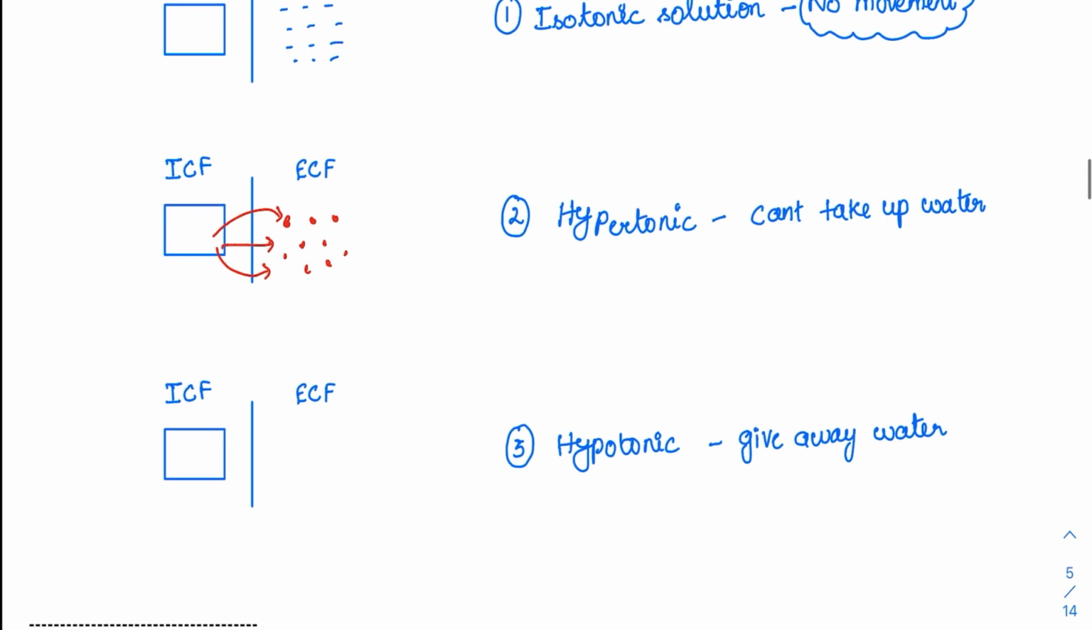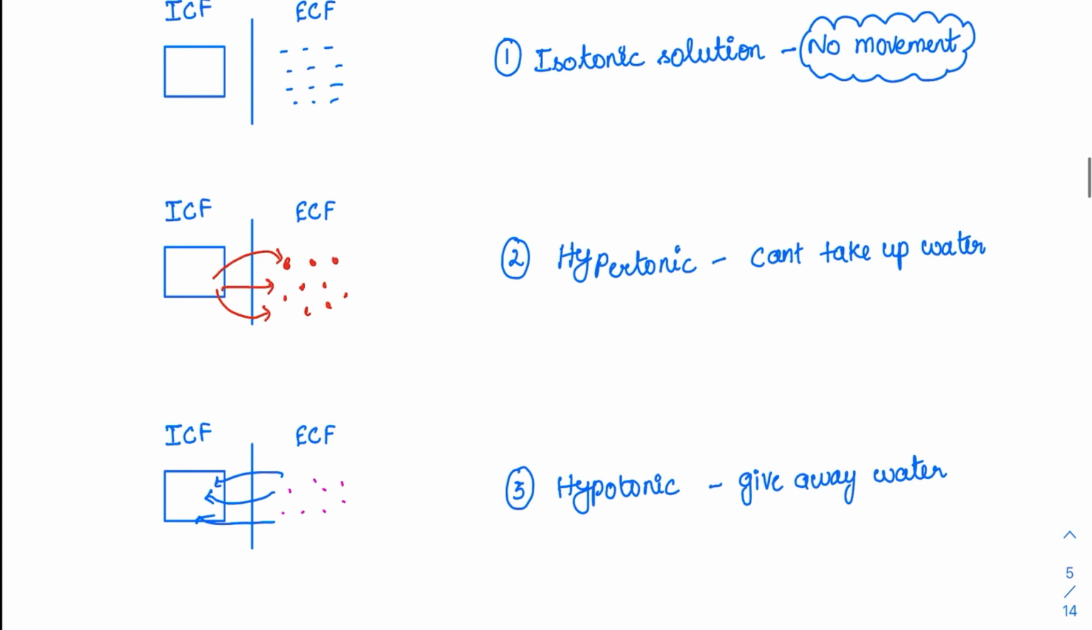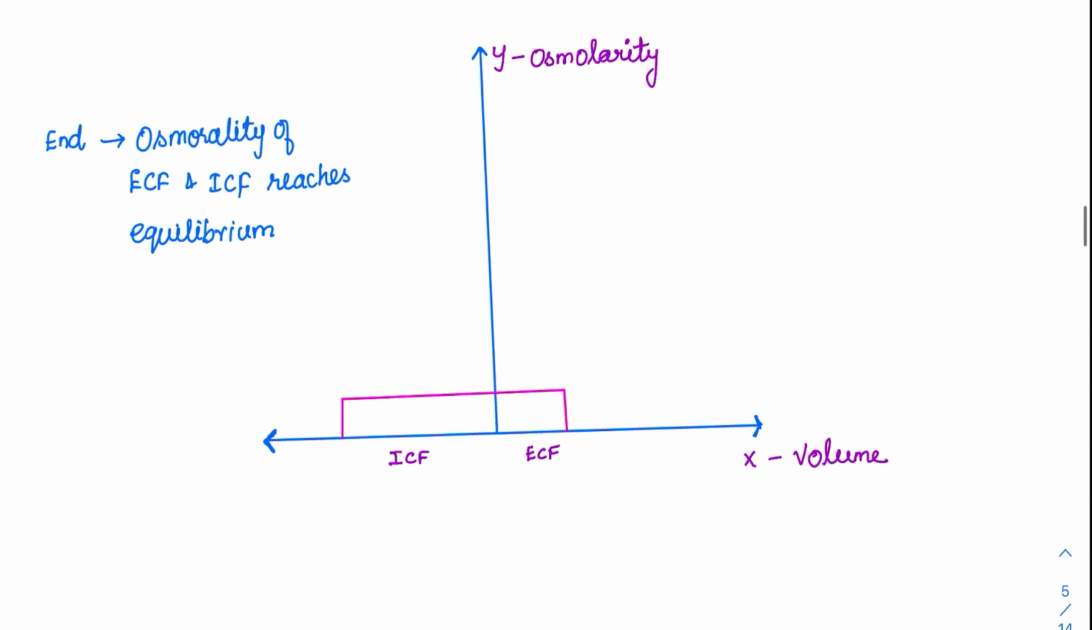If we add a hypotonic solution, what it will do is the tonicity of the ICF will be more now. So the ICF can drag water towards it. So this is the one concept that you should remember. We'll revise it. The isotonic solution, there is no movement. Hypertonic solution can take up water. Then hypotonic solution gives away water. So if you know this concept, then the Darrow Yannet diagram is easy to remember.